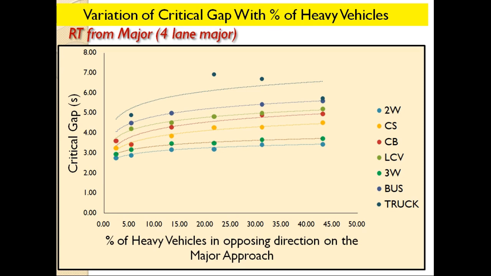And we found that critical gap varies with percentage of heavy vehicles on the street. That is, a vehicle will reject a gap if the gap is provided by a heavy vehicle. That is the basic concept. And this graph shows how critical gap changes with percentage of heavy vehicles in the opposing direction on the major approach.